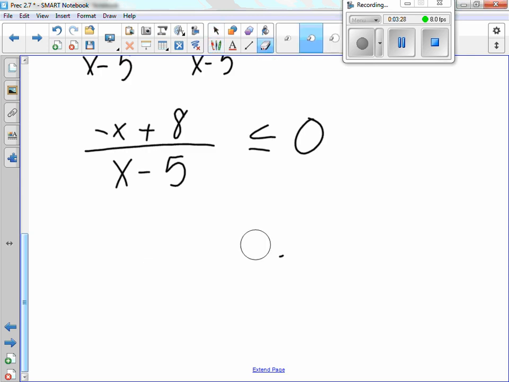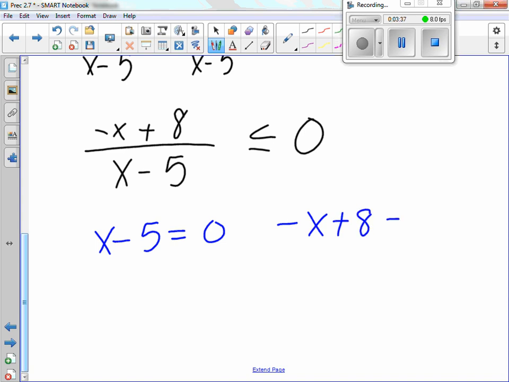So, what we want to find is where the denominator is equal to 0 and where the numerator is, because these will give us our key points. The denominator will give us actually the vertical asymptotes, and the numerator will give us where it intersects the x-axis. Can we look at this one here? We would add 5 and get what? X equals 5.